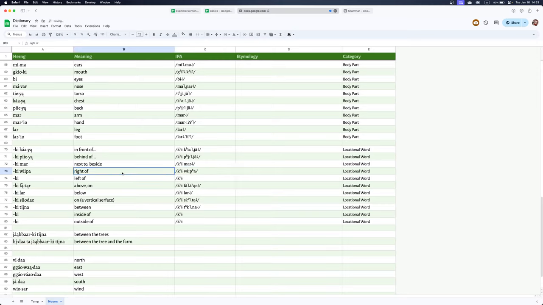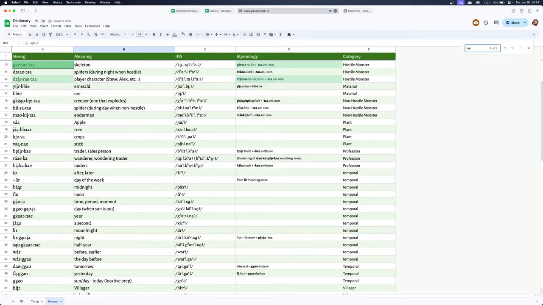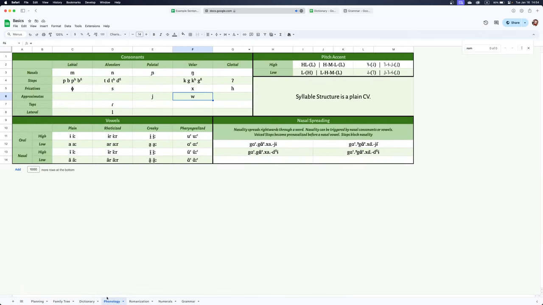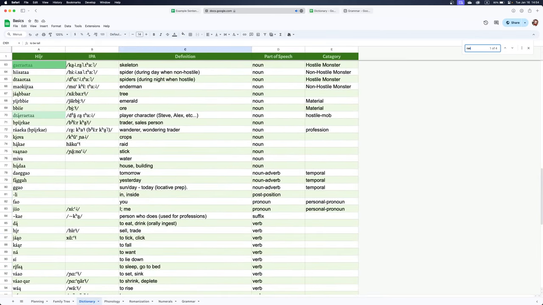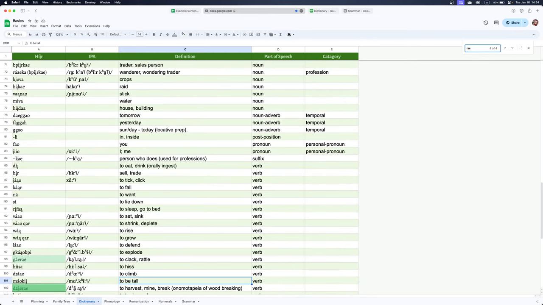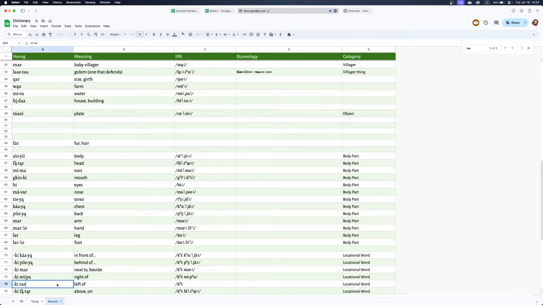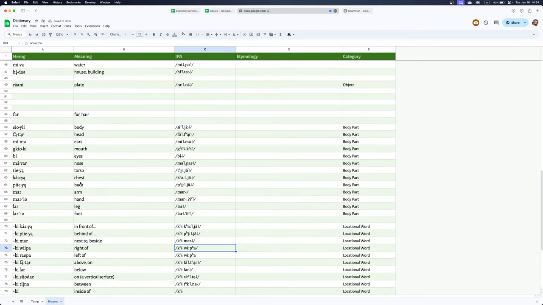So, right of, left of, ra. So ra is already being used, it seems like, but it's part of onomatopoeia. So I think I will use rapa. There we go. Just taking that. And then this R up there.